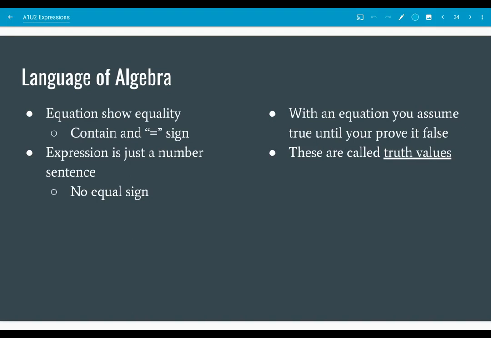Okay, we've talked about an equation that contains an equal sign, an expression not containing an equal sign. Now, with an equation, in this class, we are going to assume that it is true until we prove it false. And what I mean by that is if we have an expression, say 2x plus 3 equals 5, we will assume that that statement is a true statement until we do math and find out that it's false. Okay, when we do that, we're looking for truth values or values that make something true.